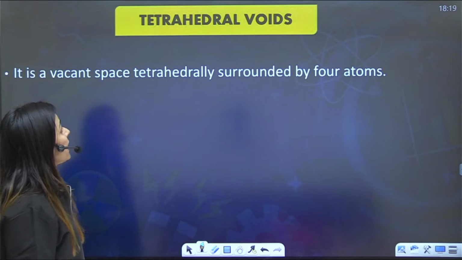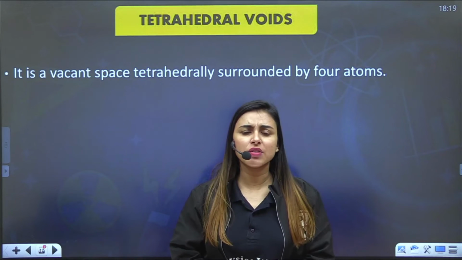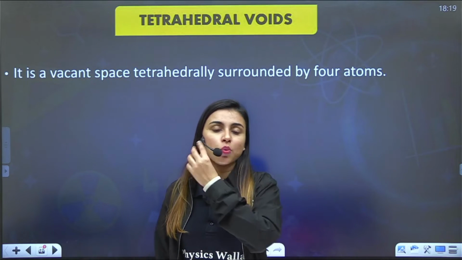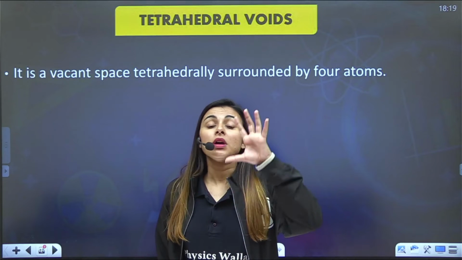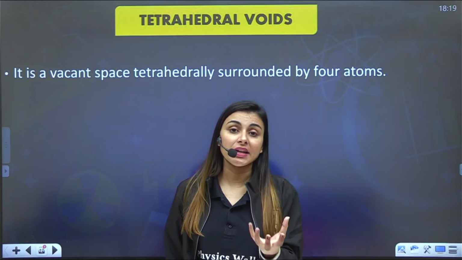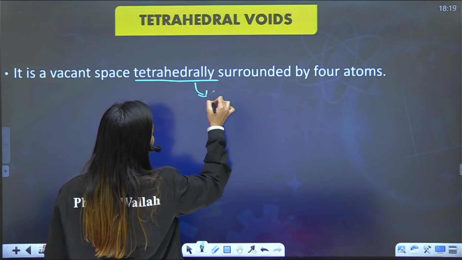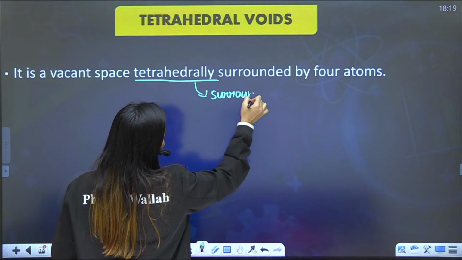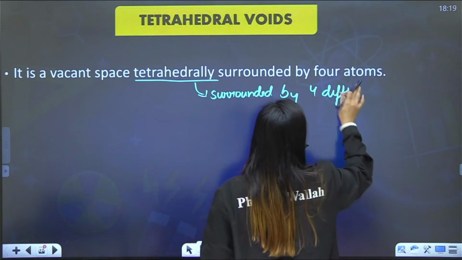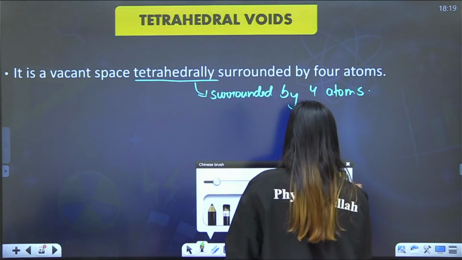Now let's move forward. Now we'll be discussing tetrahedral voids, because we have discussed everything about octahedral voids till now. A tetrahedral void is a void that is made from 4 different atoms. It is a vacant space that is surrounded by 4 atoms. It is not necessary that they are 4 different atoms, but 4 atoms is necessary.